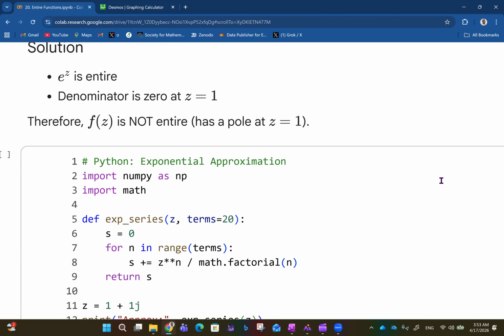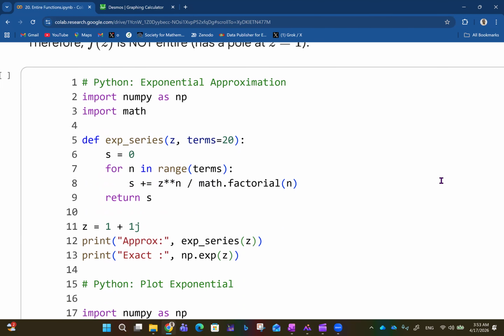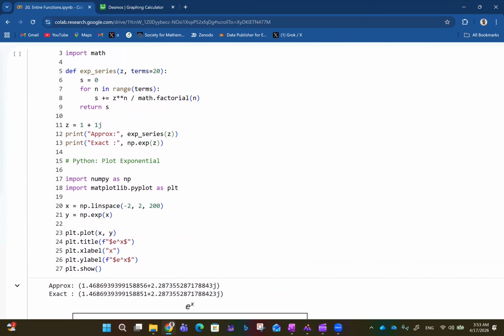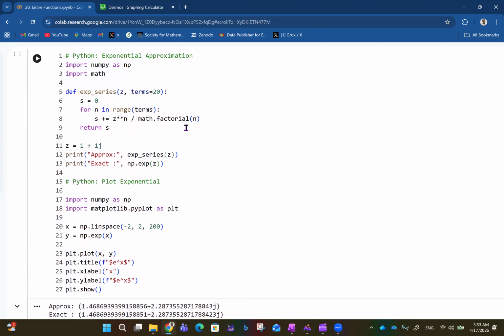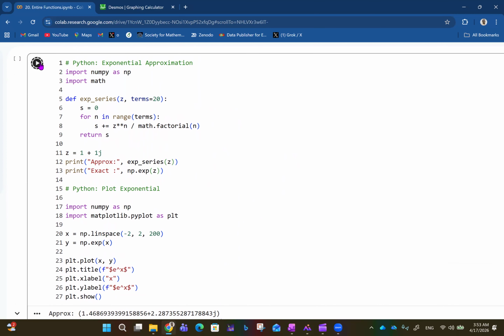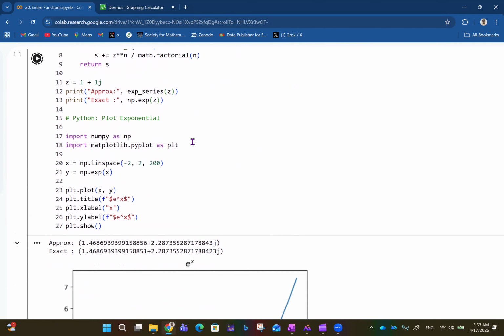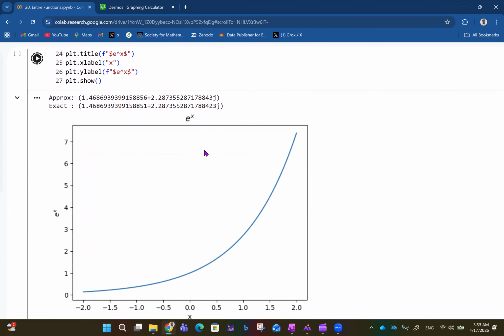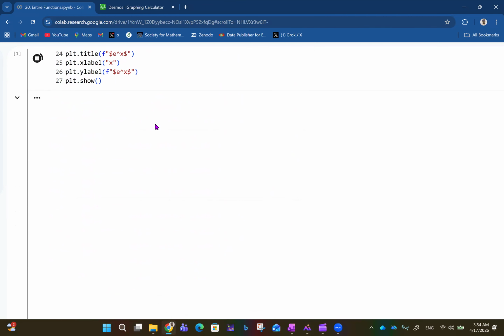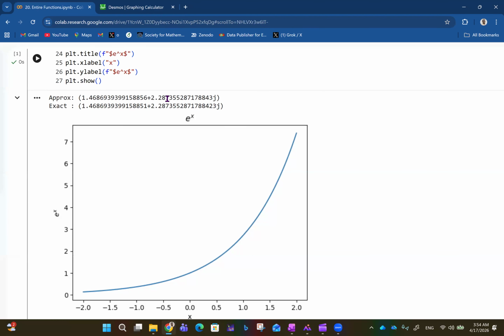Okay, so we go on to talk about a Python code here for exponential approximation. So we just have z raised power n factorial, which approximates the exponential function, and you see it growing out like that. You see the approximate value is 1.68 something plus 2.2 something in the complex part. So you see the exact is also very close to it, almost to a very large number of decimal places, both for the real part and the imaginary part.